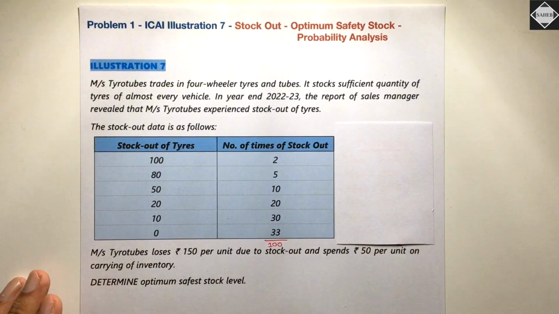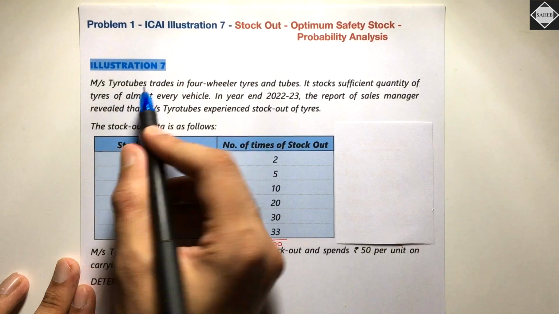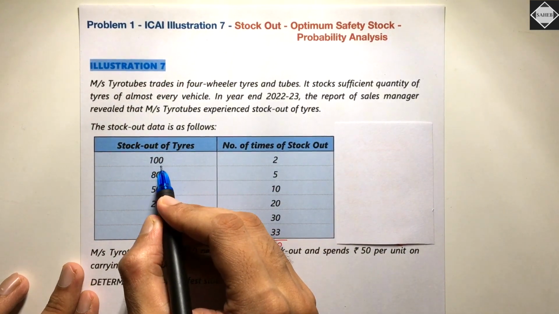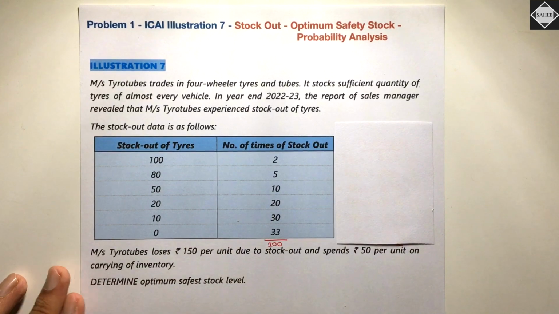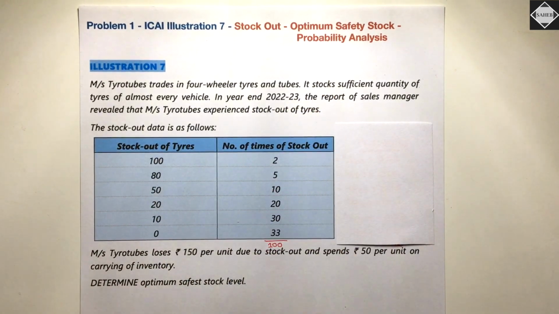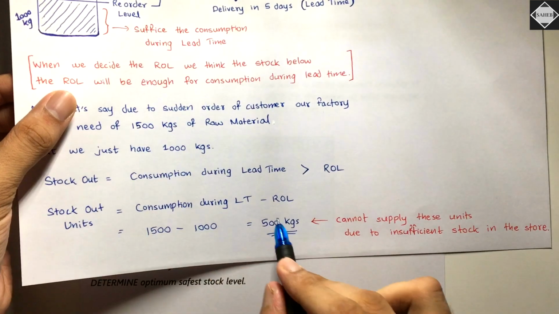Two times it has happened that there was a demand, and this company, Tyrotubes, couldn't supply 100 tires because of insufficient inventory. They had a stock out. Stock out of how many units? I told you how to calculate stock out units, right? How do you calculate that? Consumption during lead time, or demand during the lead time, minus the reorder level.